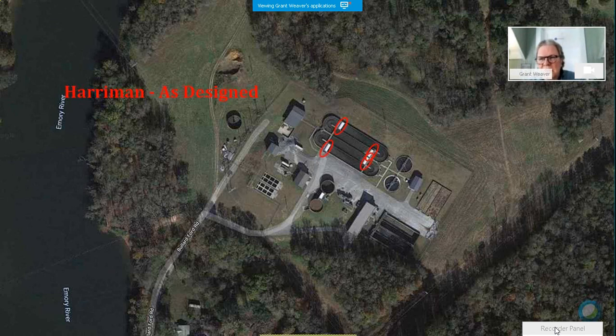Harriman, as designed, has 4 rotors designed for all of them to run. So even before Ray started working there, John West stopped by and talked to the staff and said, hey, maybe you don't need to run all 4 of those all the time. Why don't you try running with less than 4? So they began cutting the rotors out.